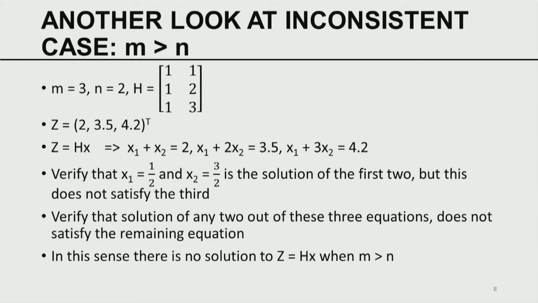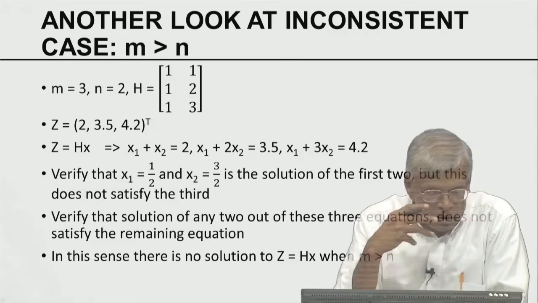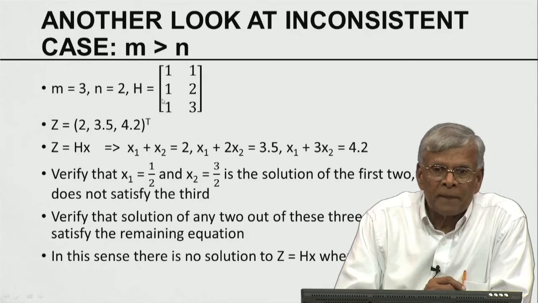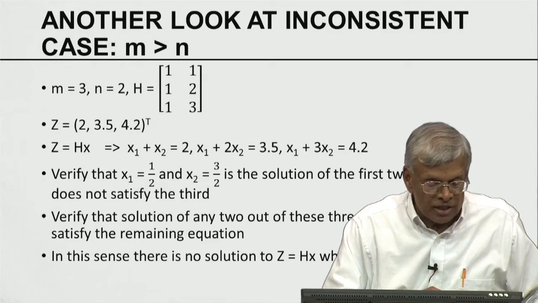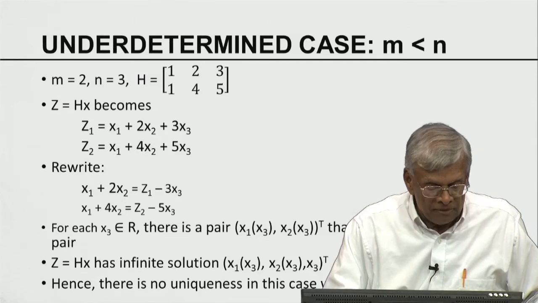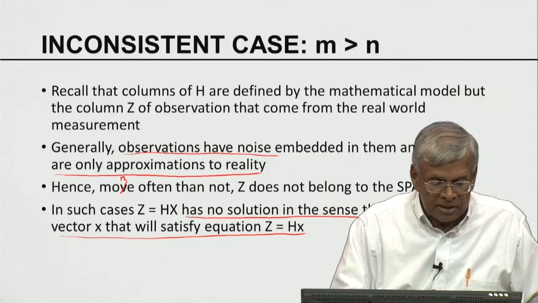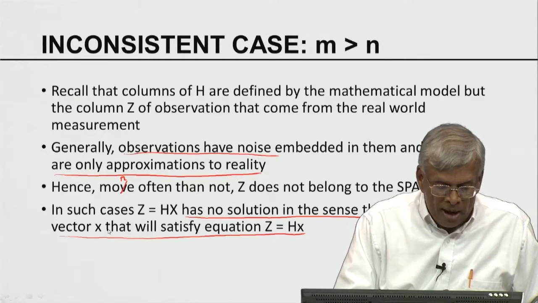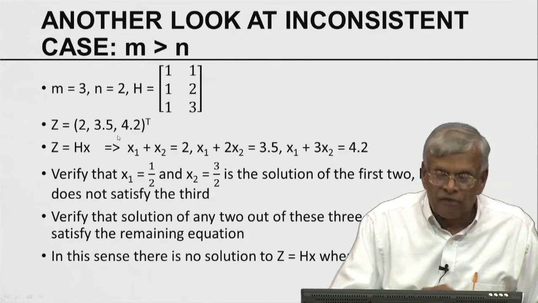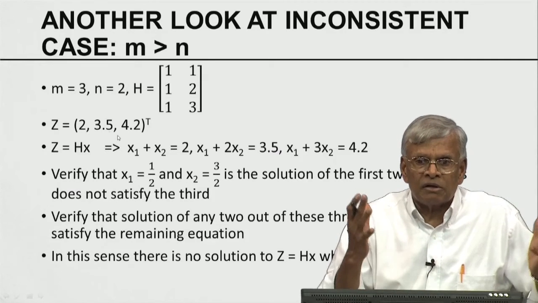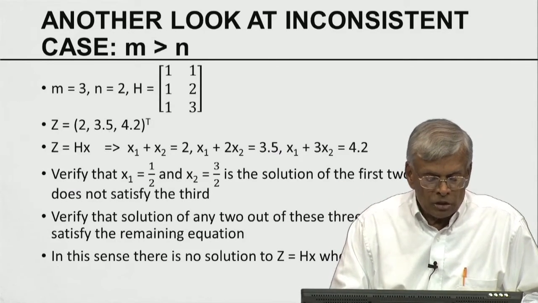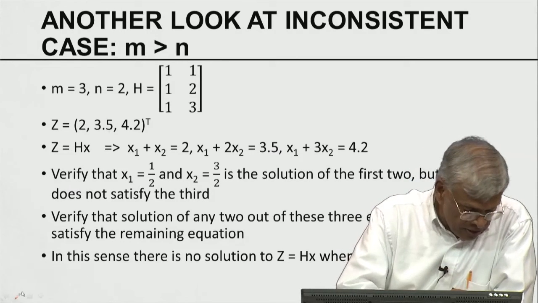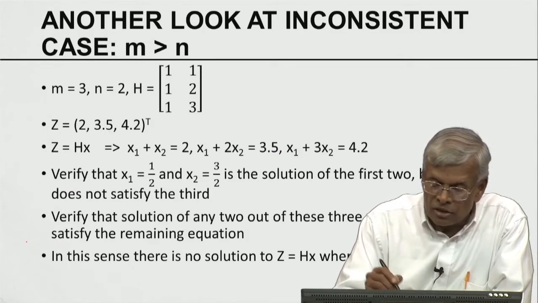Let us take another look at the inconsistent case by giving a more specific example. I consider the same H, but a vector of observations slightly different from the one we had. Previously I had observation 0, 1, 2. Now I am going to pick an observation 2, 3.5, 4.2. It could occur in practice. We should allow for this possibility. So I would like to ask myself the question: does there exist an x such that z is equal to H of x?